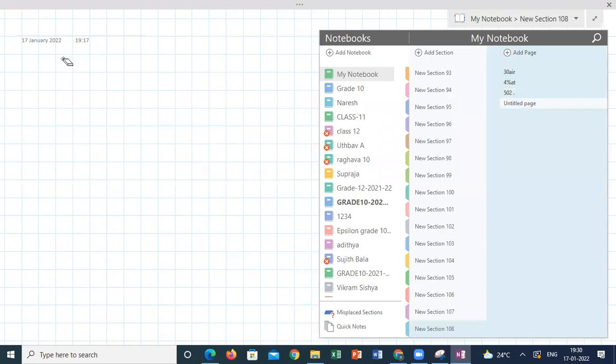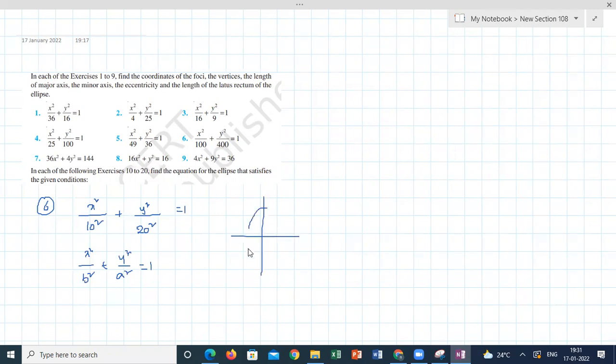Next, same kind. Please respond for this question. Some other, different. Sixth one, x square by 10 square plus y square by 20 square is equal to 1. It looks like x square by b square plus y square by a square is equal to 1. So if I'm comparing, the ellipse is like this. A, B, C, D. Now focus is on the y-axis. F1, F2. So I will write the formulas.